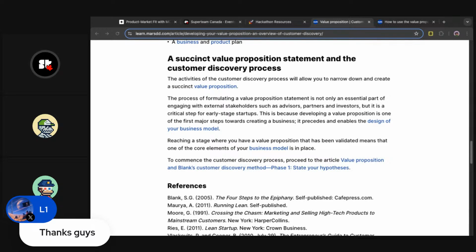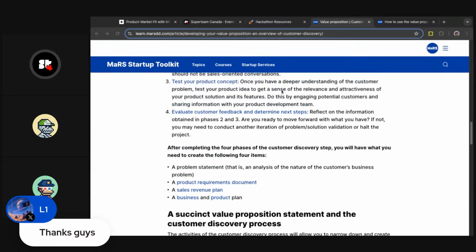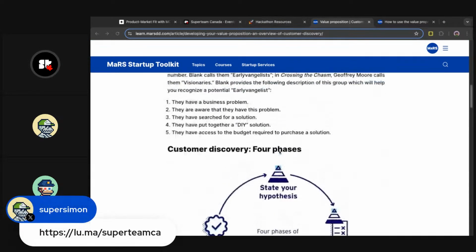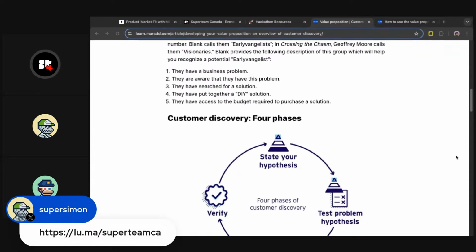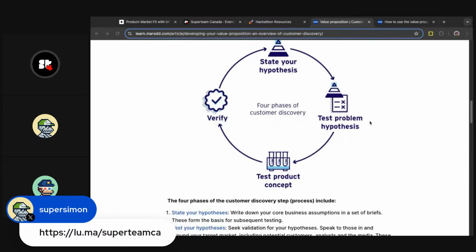Meaning suddenly we had COVID and everyone's behavior changed. And that can happen here with market cycles. But I think going back and retesting your hypotheses is important. There's an article here which you can find in the hackathon resources about the customer discovery process and really testing and verifying your product concepts.